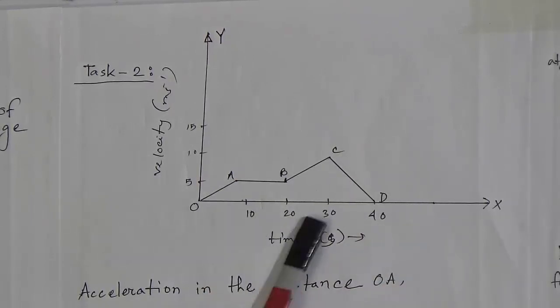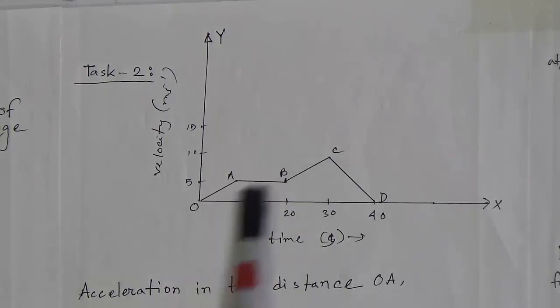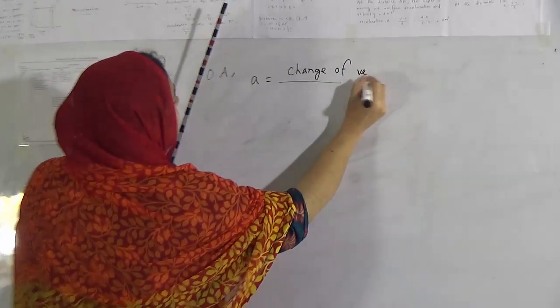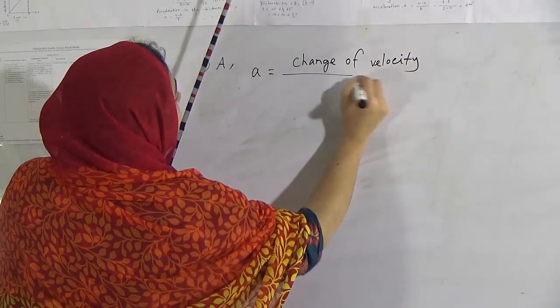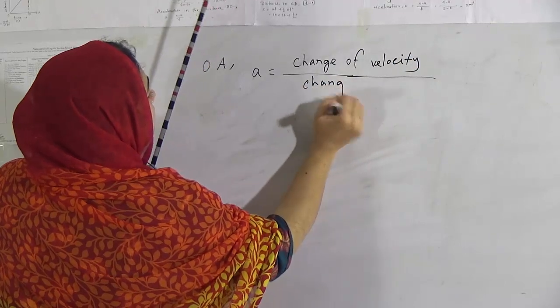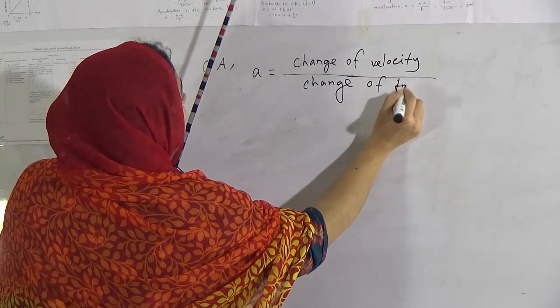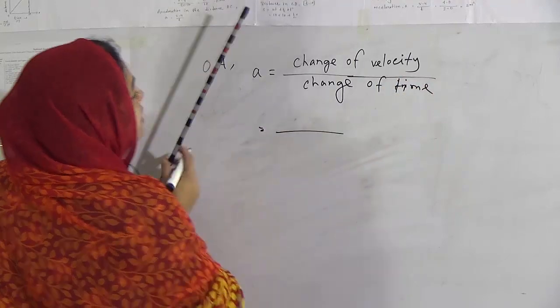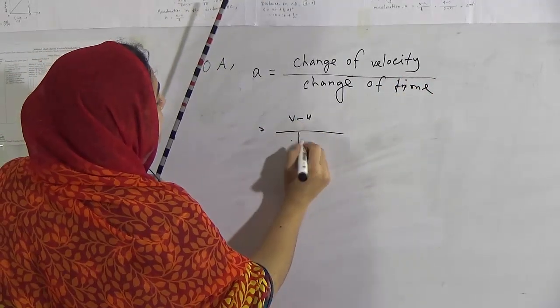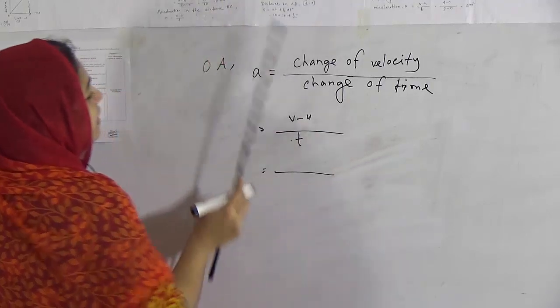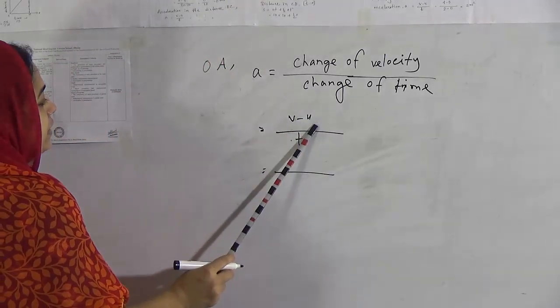So acceleration in the distance OA. We know the formula of acceleration: a equals change of velocity divided by change of time. That means the change of velocity, V minus U, divided by t. V is the final velocity and U is the initial velocity.